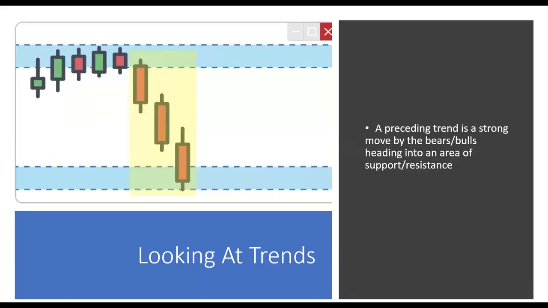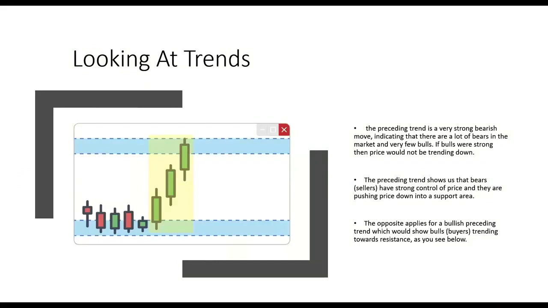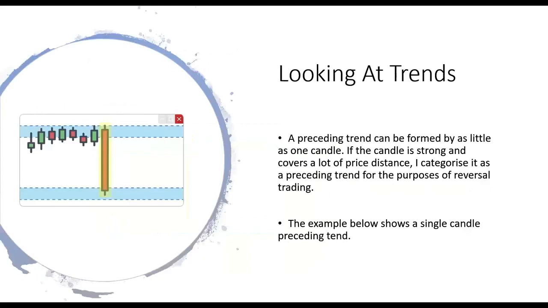So the preceding trend, we've talked about that. The preceding trend is a strong move by the bulls or the bears heading into a level of support or resistance, or a key price level, a key level, a core level, whatever you want to call them. The preceding trend is in this case a very strong bearish, or the other one, a very strong bullish, and the bulls were in control. A preceding trend can be formed by as little as one candle. Now, the rules say that, but I don't believe in it. I say a preceding trend must at least be 3 candles.